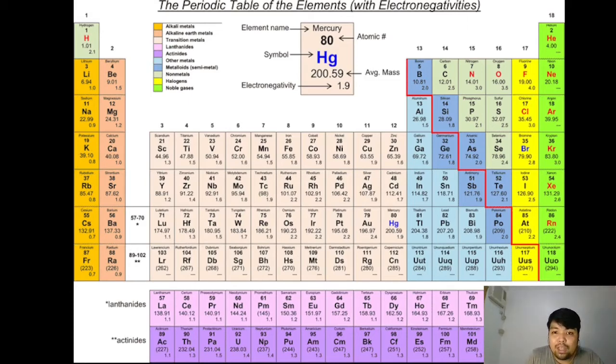So, mas mabuti na yung negative na formal charge will reside to nitrogen than in sulfur. Therefore, this Lewis structure here is our dominant Lewis structure.